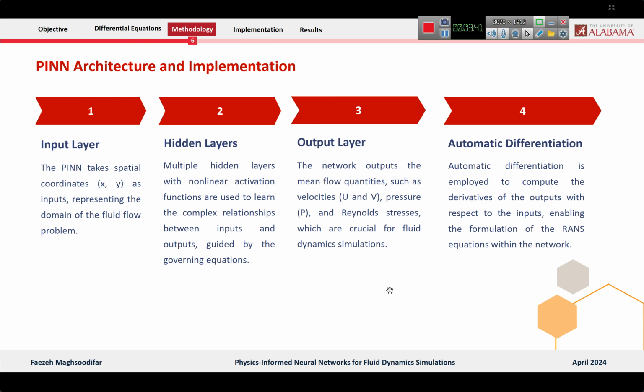And the last layer is automatic differentiation. That is a technique employed to compute the derivative of the outputs with respect to inputs, enabling the formulation of the Reynolds equation within the network.